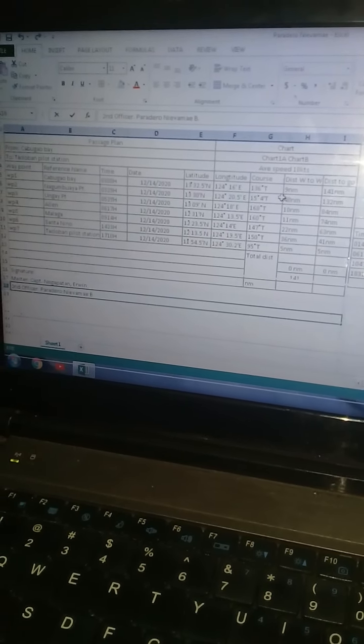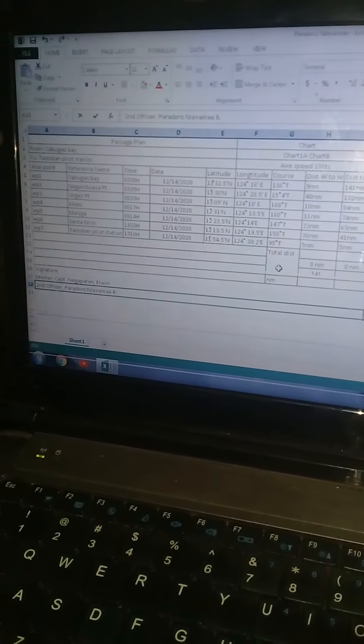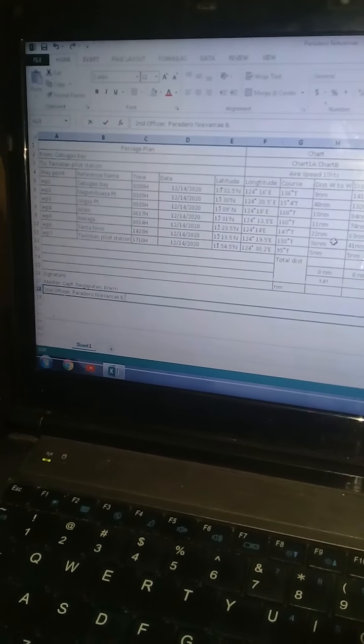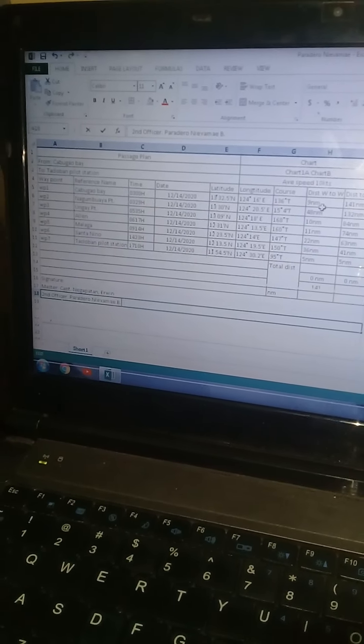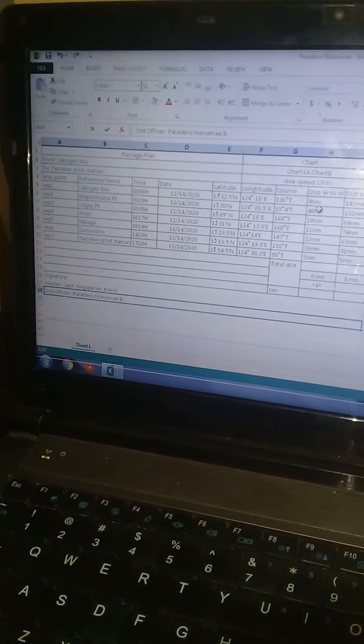And then we need to get the total distance. So we need to add this: 9 plus 48 plus 10 plus 11 plus 22 plus 36 plus 5 equals 141 nautical miles.